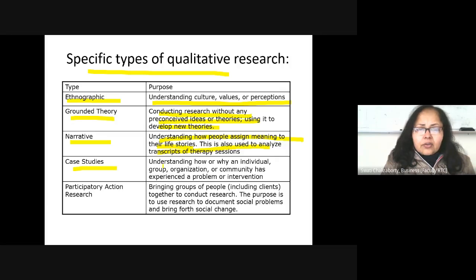Case studies, to understand how and why an individual, group, organization, or community has experienced a particular problem or intervention. And participatory action research, which brings groups of people, including your clients, together to conduct research. The basic purpose is to use research to document social problems and bring forth social change.